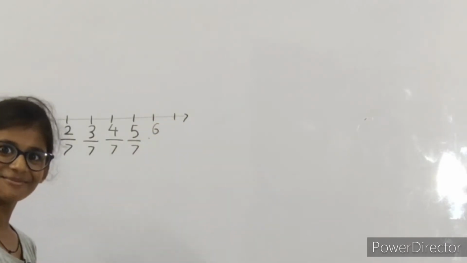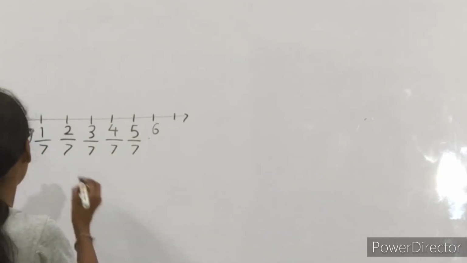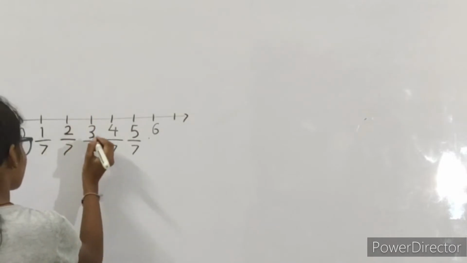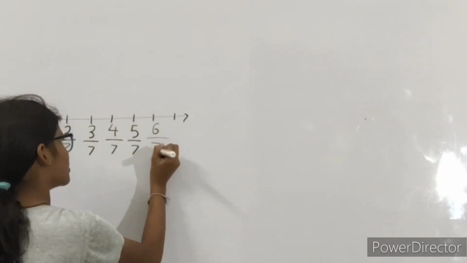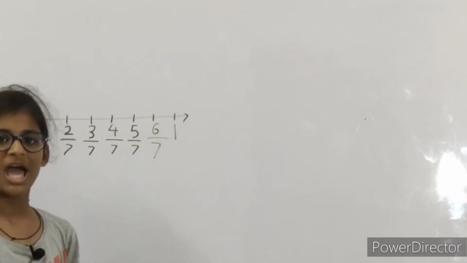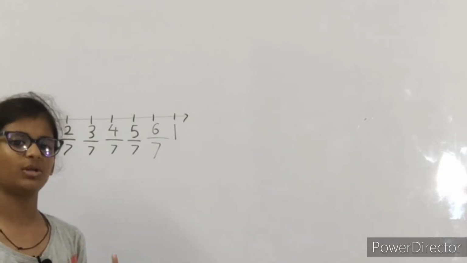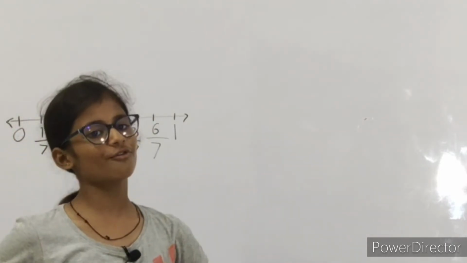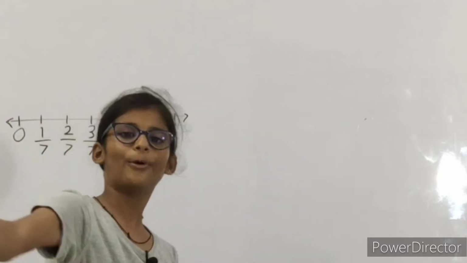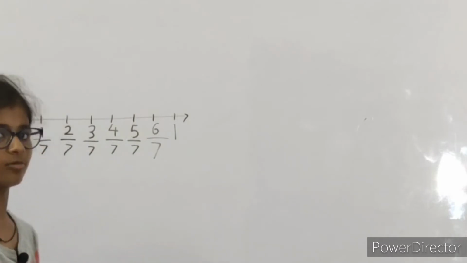Why am I doing point? Am I a fool? It's upon: 1 upon 7, 2 upon 7, 3 upon 7, 4 upon 7, 5 upon 7, 6 upon 7 and 1. After that, why haven't I written 7 upon 7? Because I'm lazy. Because 7 upon 7 is one whole. So why should I write 7 upon 7? I'll write 1 straight away because it's one whole.